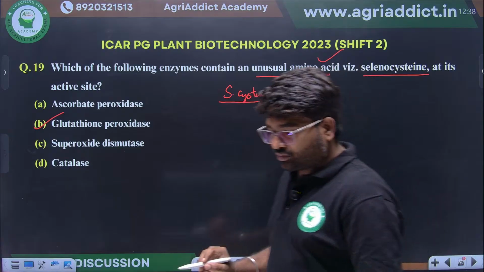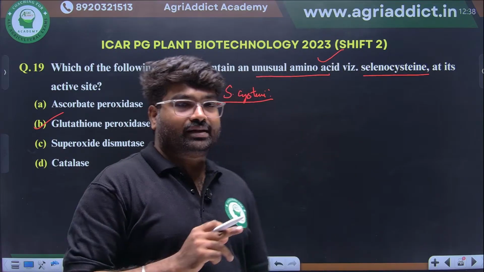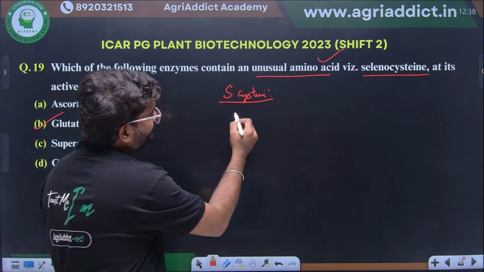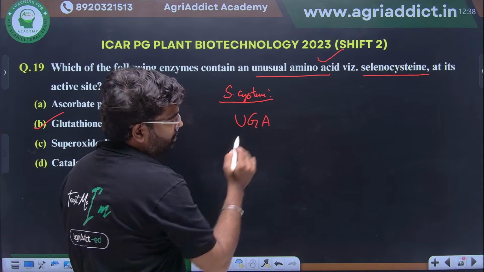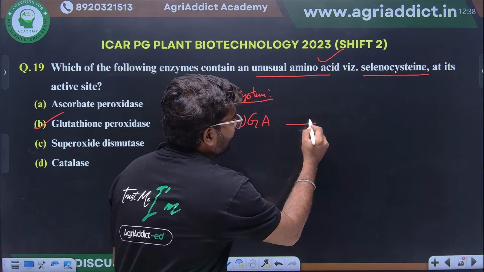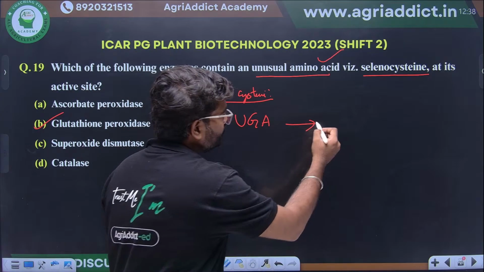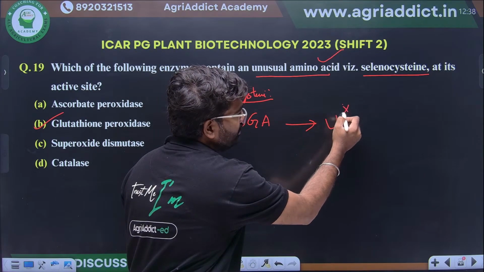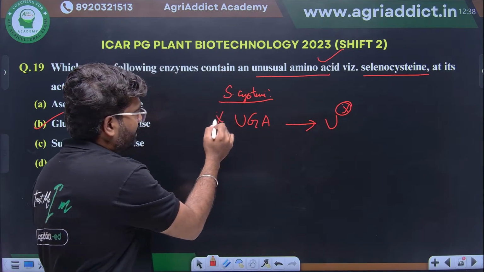Now we are going to see which is the codon that will code this selenocysteine. Okay, UGA is the codon that will code this selenocysteine. Then the single letter code for this is what? U. This is very important. These two are very important.